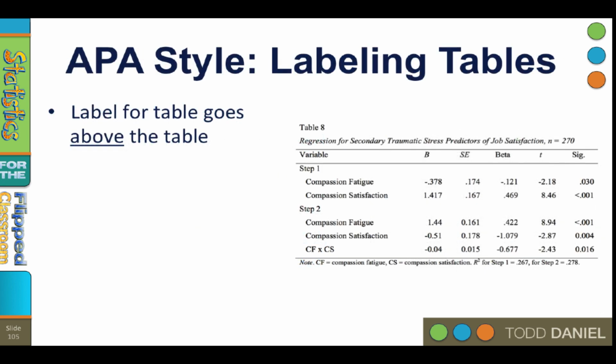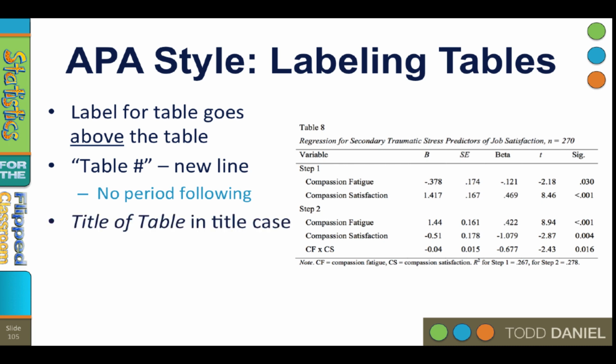When labeling tables in APA style, the label for a table goes above the table. Start with a capital T, Table, and then the table number. There is no period following the table number. Now create a new line. The title of the table is in title case.